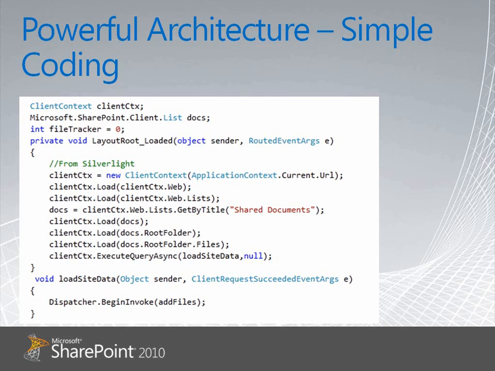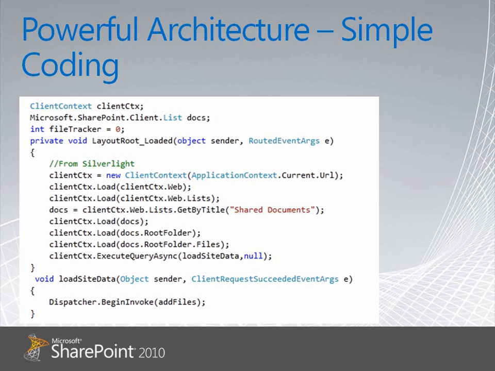So this block of code actually runs when the Silverlight application loads. We have a layout root loaded event, and what the code does is create and instantiate a new instance of the client context object and retrieves the URL for the initiation of the client context via the application context of the Silverlight application. Now if we assume that this is being hosted in the Silverlight web part, then we can be assured that the application context is available.